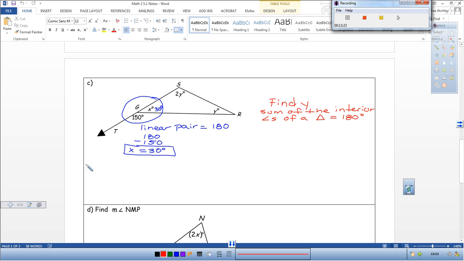Any questions over that? So now that I found that 30, I can use it. I'm going to have the 30 plus I have then the 2y. And I have the y. And they will all equal 180 once I add them all up.